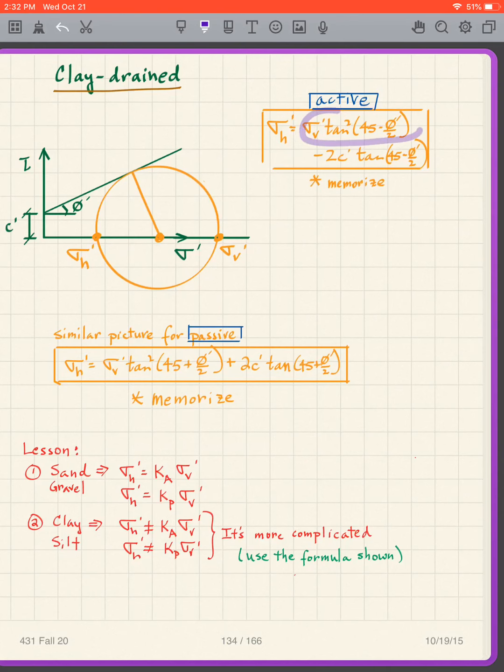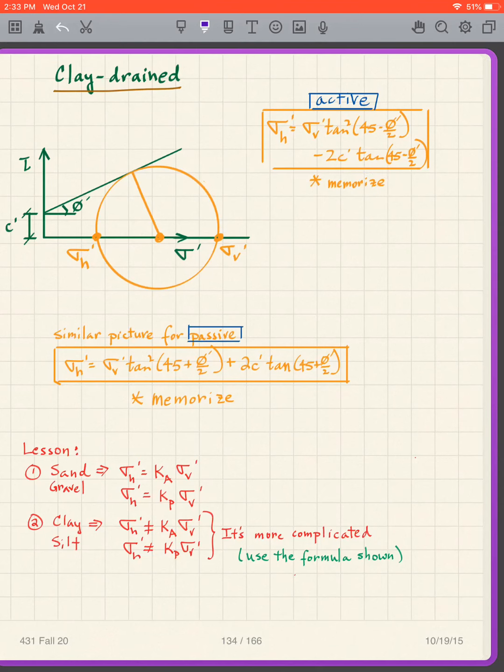So this portion of the equation for sigma h prime is identical to sand. But then I have this c prime, and that changes my equation a little bit. And it goes minus 2c prime tangent 45 minus phi prime over 2. Notice this one is tangent squared. This is just tangent. So it's easy to remember. You've got 45 minus phi prime over 2, and it's either tangent squared or tangent. The only hard part here is the minus 2c prime. But I want you to memorize that expression.